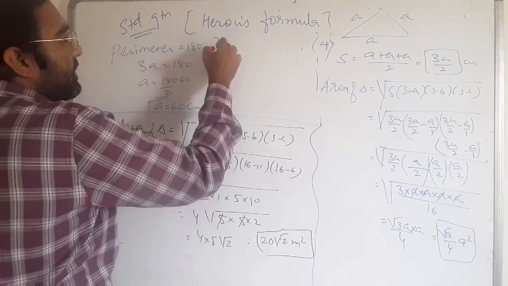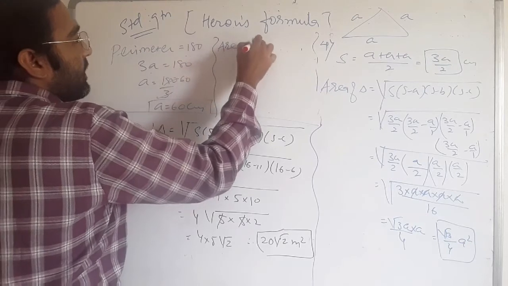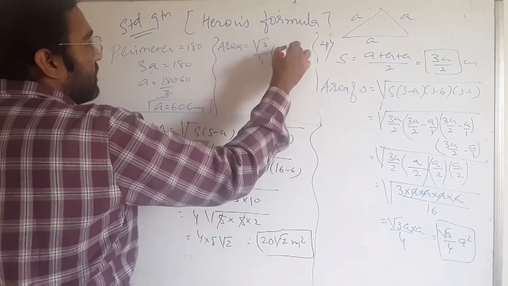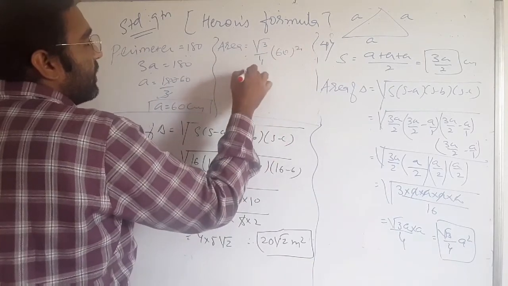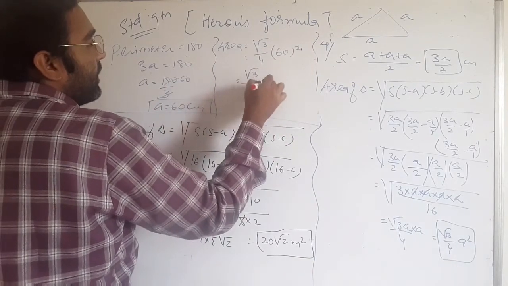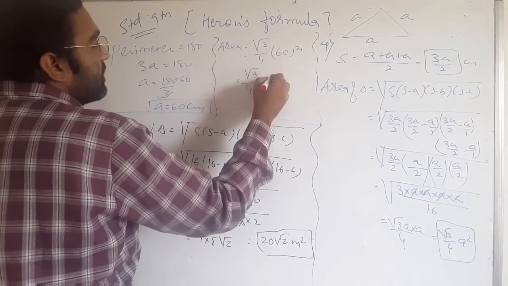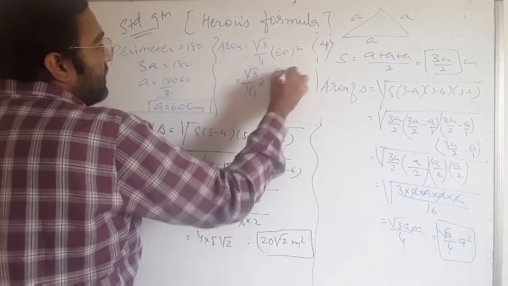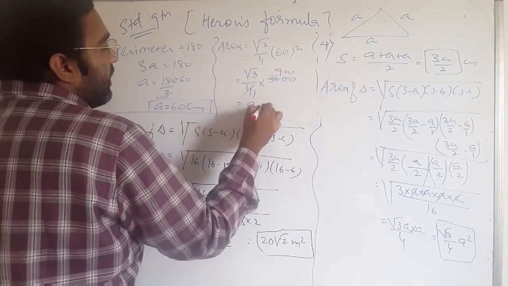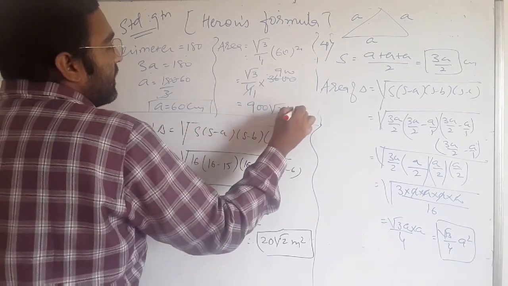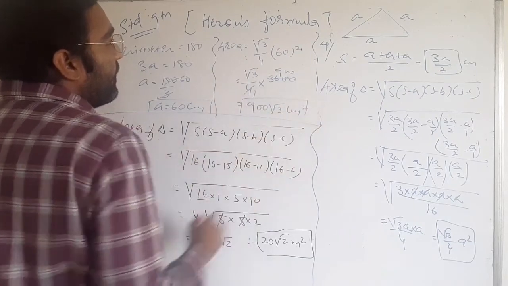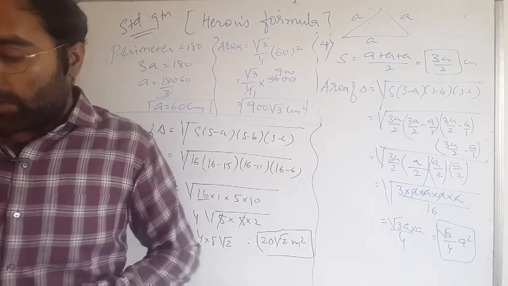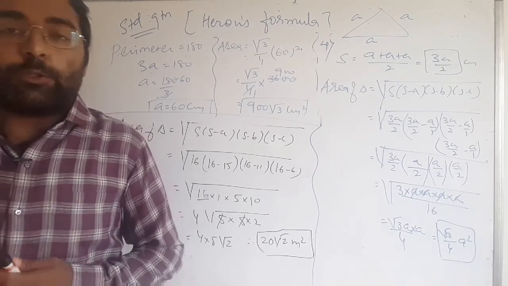So for that, my area is equal to root 3 by 4 into side square, that is 60 square. Okay, so root 3 by 4 into 60 square, that is 3600, and 9 fours are 36. Therefore my answer is 900 root 3 centimeter square. Okay, clear? This is one of the easy questions from your textbook also.